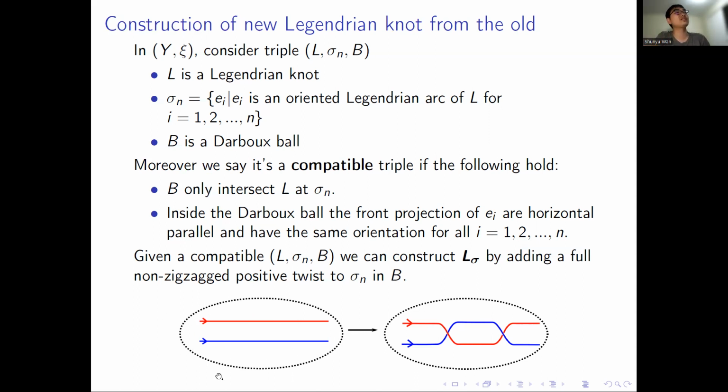Okay, so given a compatible triple, I can construct a new Lagrangian knot L_sigma from L just by adding a full non-zigzag positive twist to all of those parallel oriented arcs. This bottom right picture shows L_sigma. If there are more arcs, you just add a full twist.